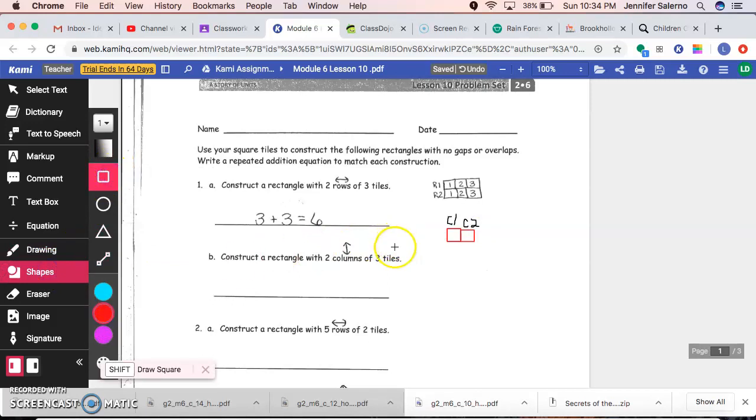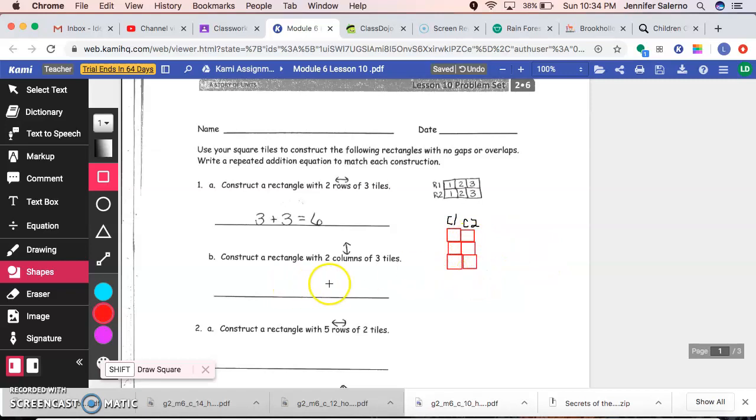Now it's telling me that I need to have 3 tiles in that column. So this would be 1 already. Now I'm going to do 2 and 3. Then I'm going to come over here and do the same thing. I have 1 already, 2, and 3. Again, they're all squares, they're all connected, okay?